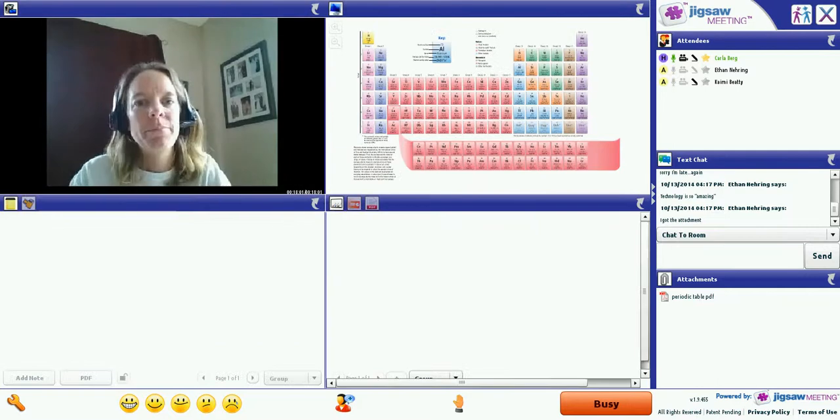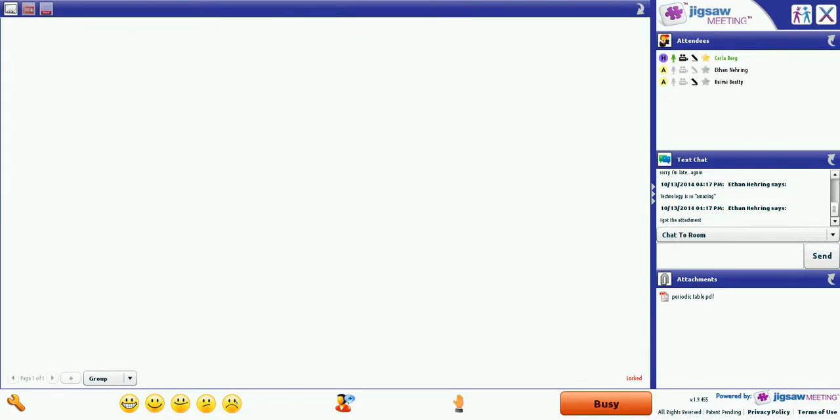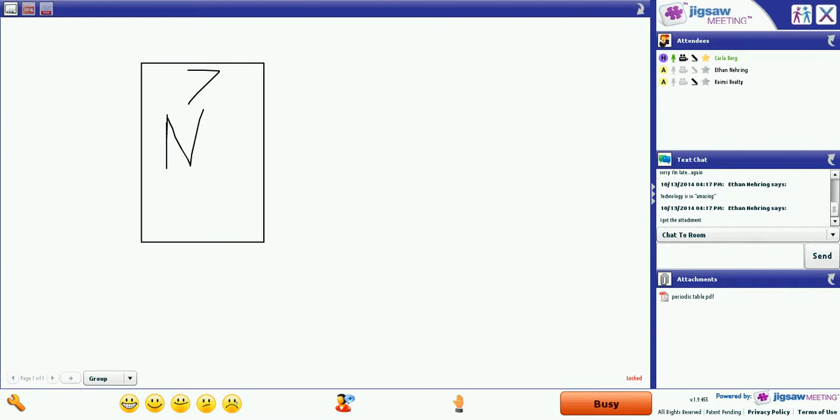All right, go back to your whiteboard. I'm going to redraw one for you here. So here we have a square of our periodic table. What I would love for you guys to do is tell me the atomic number, the atomic mass, the number of protons, number of neutrons, the number of electrons.